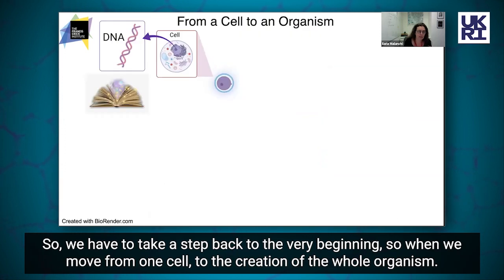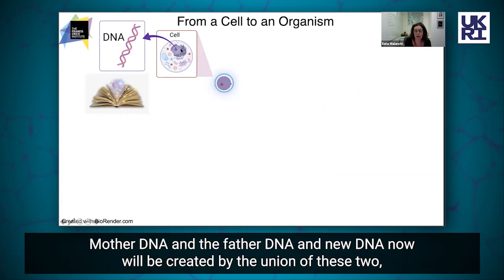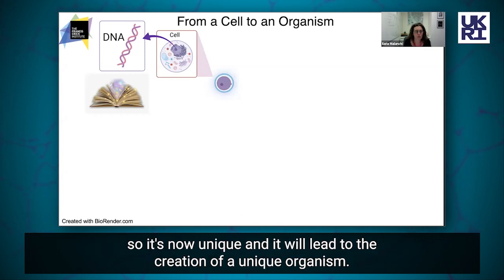So we have to take a step back to the very beginning, when we move from one cell to the creation of the whole organism. In the beginning, we start from one cell, which is a fertilized egg. And the genome here will be derived from the union of the mother's DNA and the father's DNA, and a new DNA will now be created by the union of these two. So it's now unique, and it will lead to the creation of a unique organism.